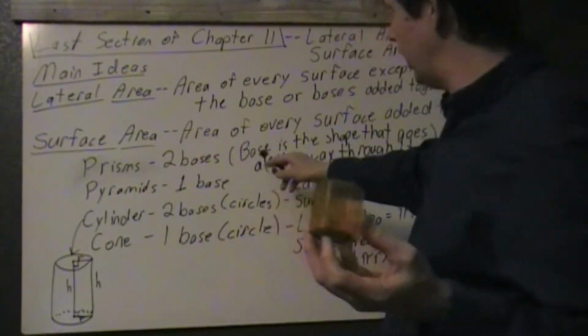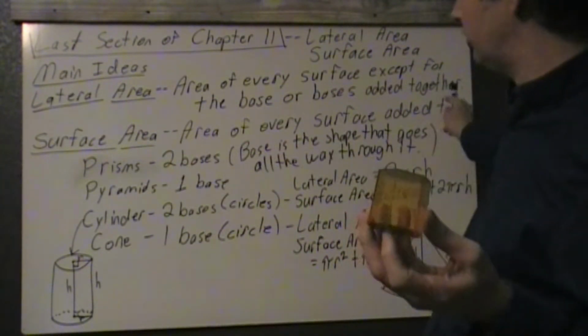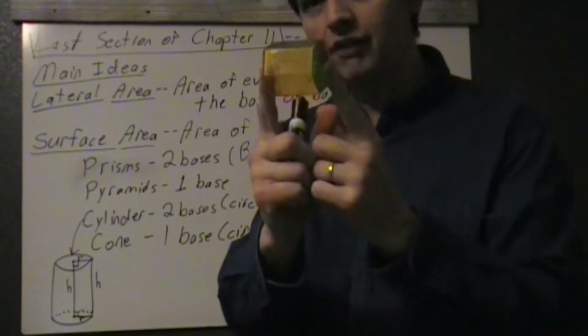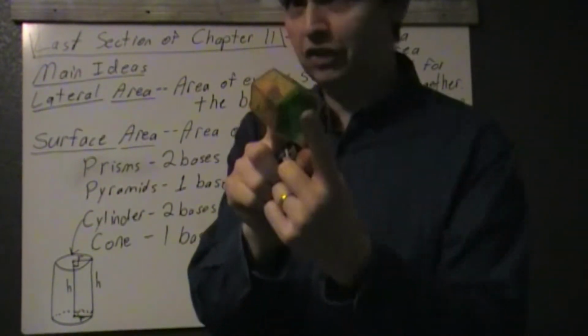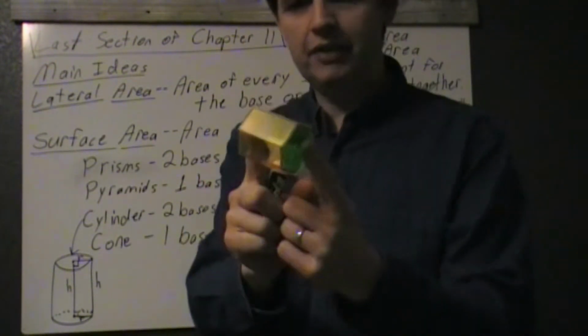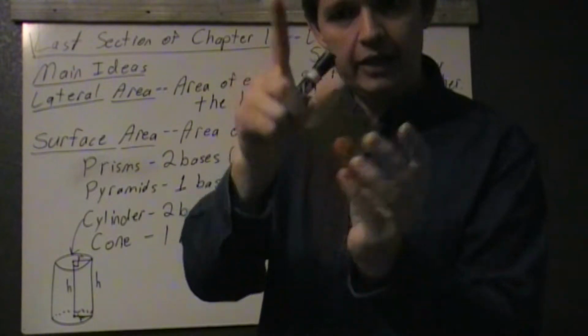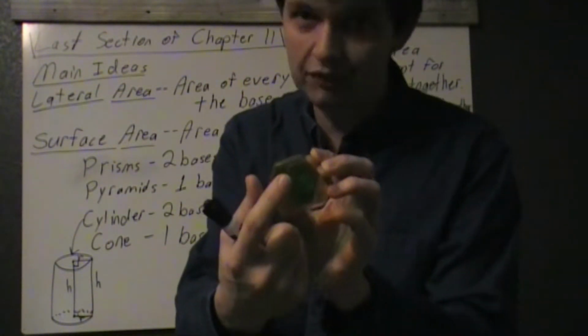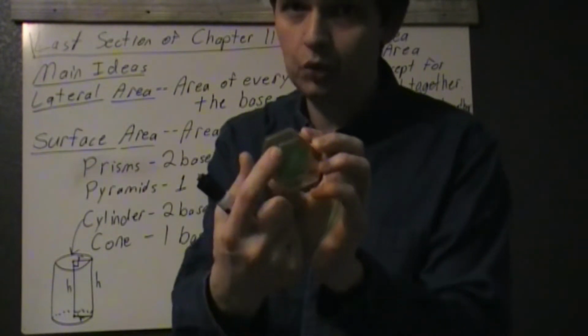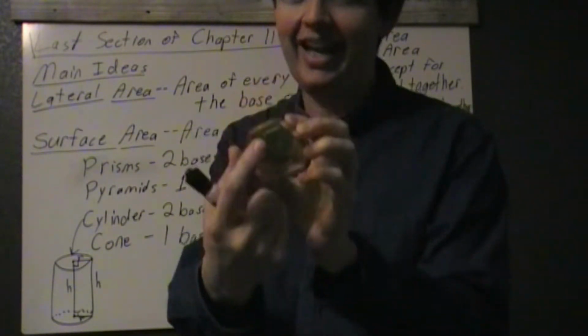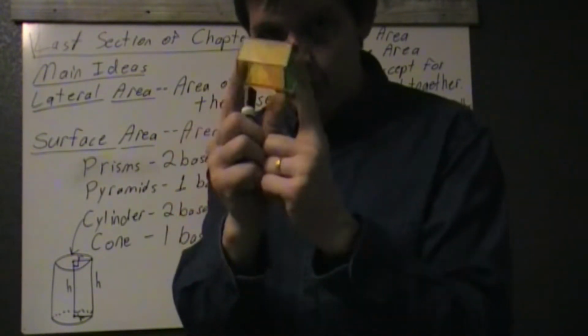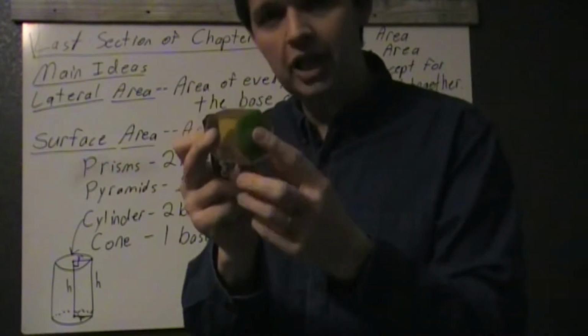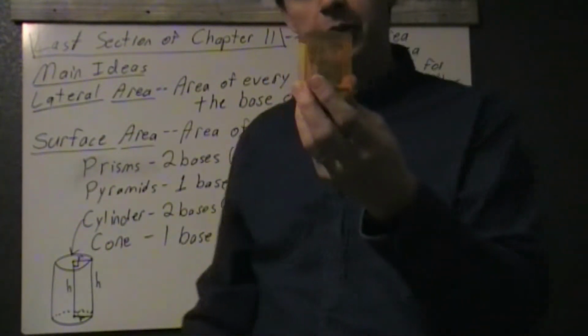So surface area is the area of every surface added together. So if I want to find the surface area of this hexagonal prism, then you would find the area of a hexagon. Yes, you have to know how to find the area of a hexagon using what we just now did in the last sections. And you got two of them, so it's 2 times that area of the hexagon, plus the area of every rectangle.